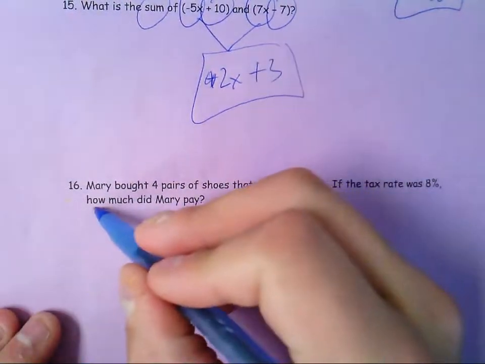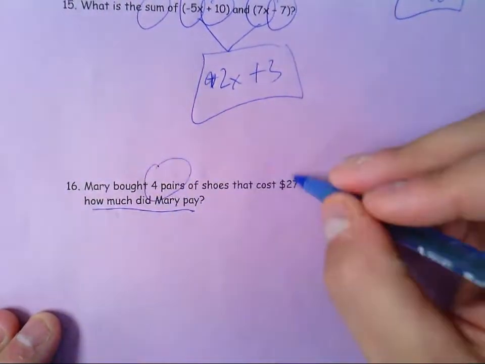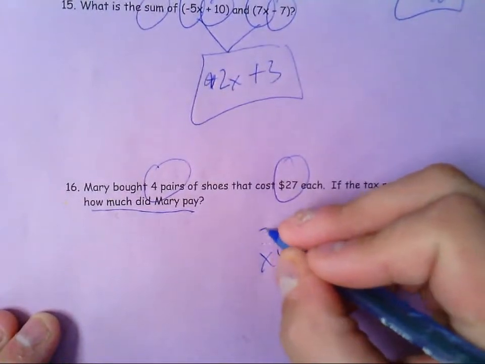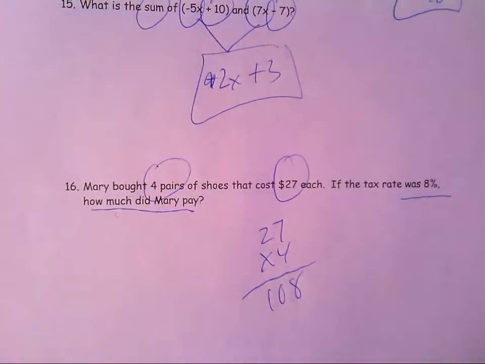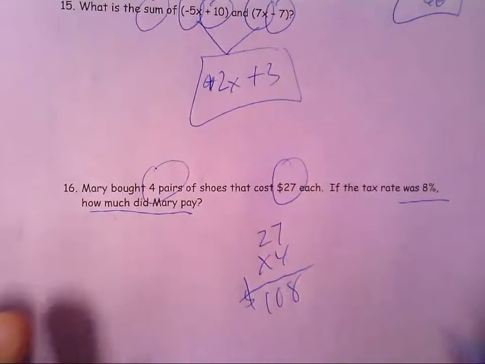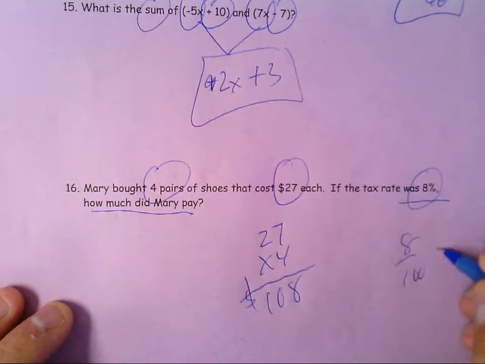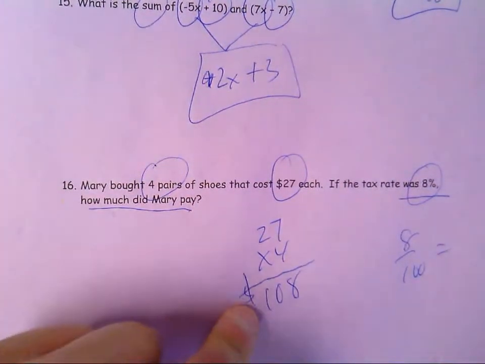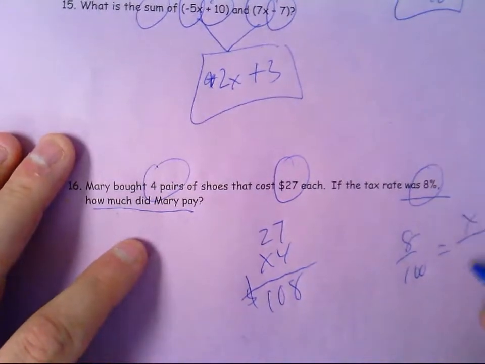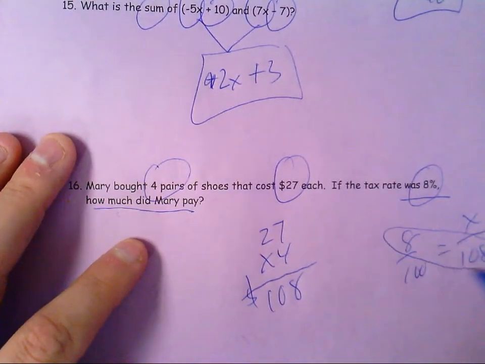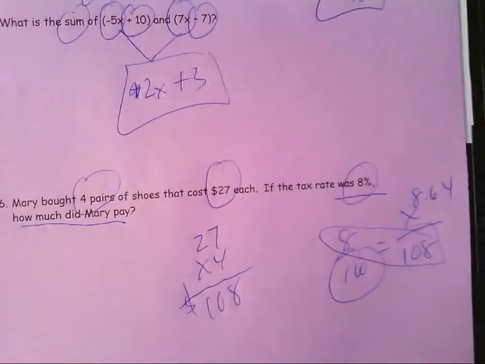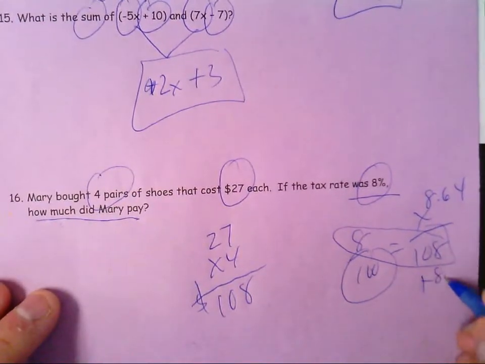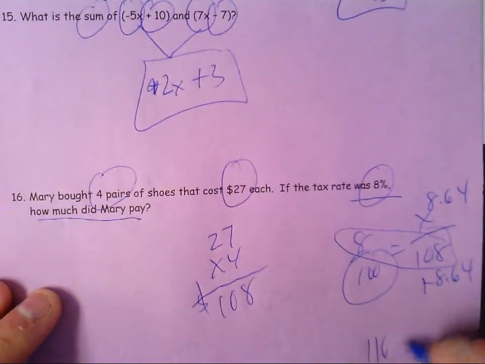Alright. How much did Mary pay? Tax is 8%. 4 pairs of shoes at $27 each. So there's a couple different ways you could do this, but here's how I did it. 4 times 27 is $108. So she spent $108, and now the tax is 8%, because tax is usually calculated after you figure out how much the total bill is. X over 108. Hey, if you don't remember, it's been a long time, you cross multiply, divide. You get $8.64, saving you some math here. And then don't forget this has to get added in, because taxes get added, so we get $116.64.